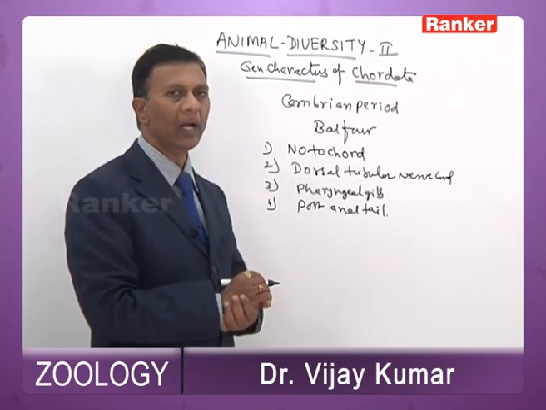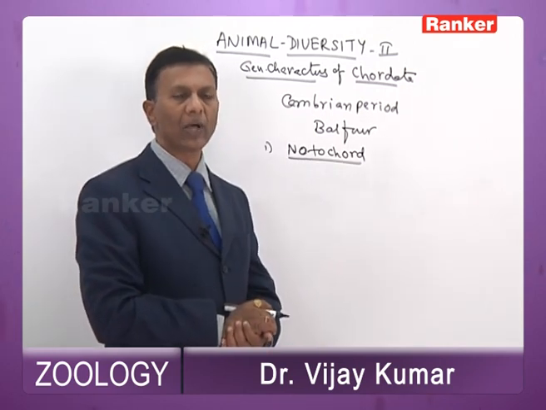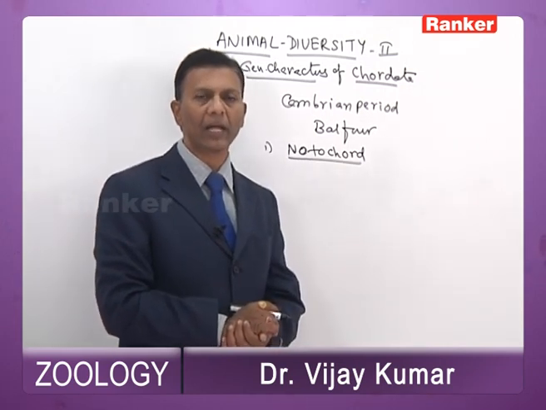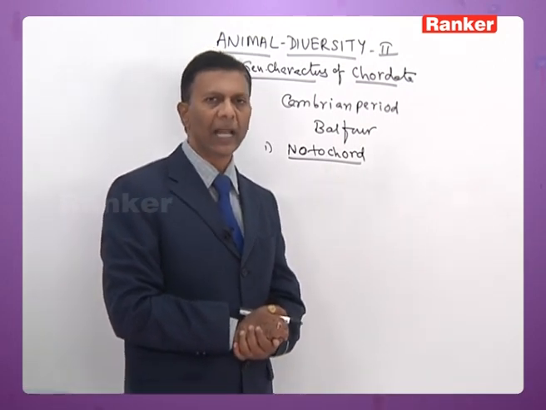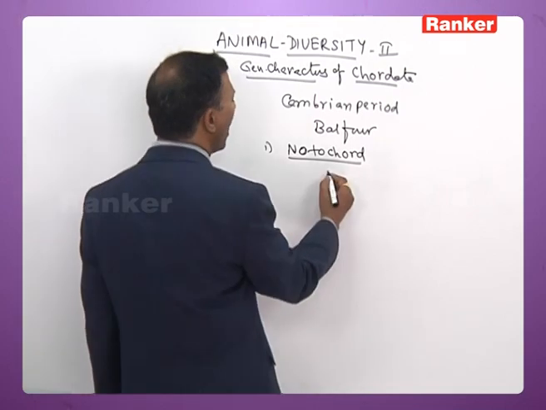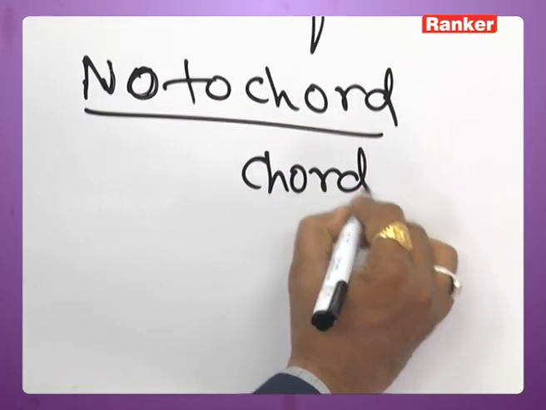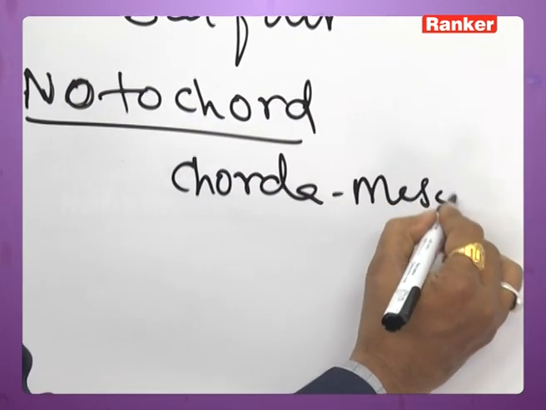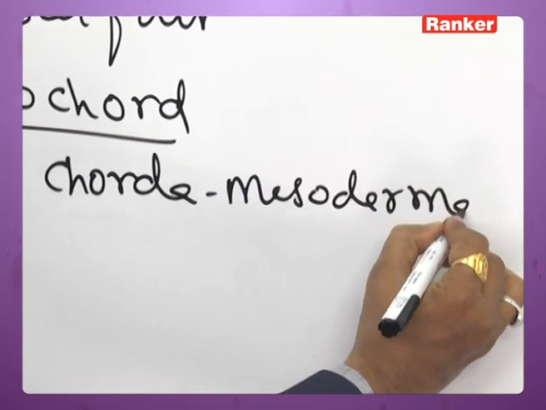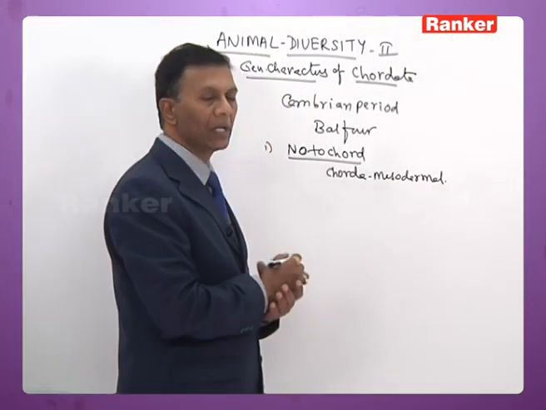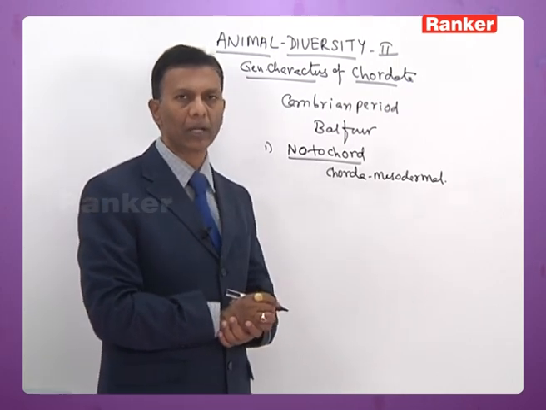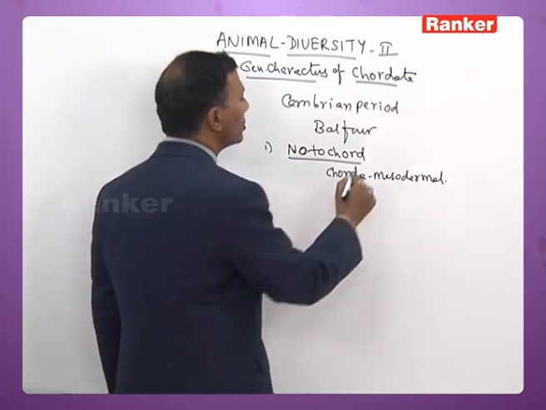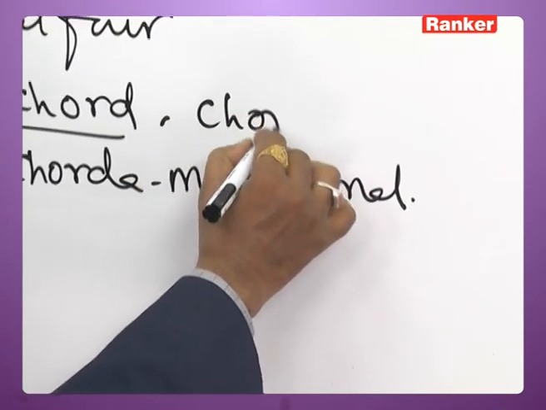Among these, the notochord lies on the mid-dorsal surface of the chordate embryo. It is an unsegmented, solid structure. It arises from chorda mesodermal tissue. Chorda mesodermal tissue that originates from the mesoderm gives rise to the notochord. The notochord is also called chorda dorsalis.